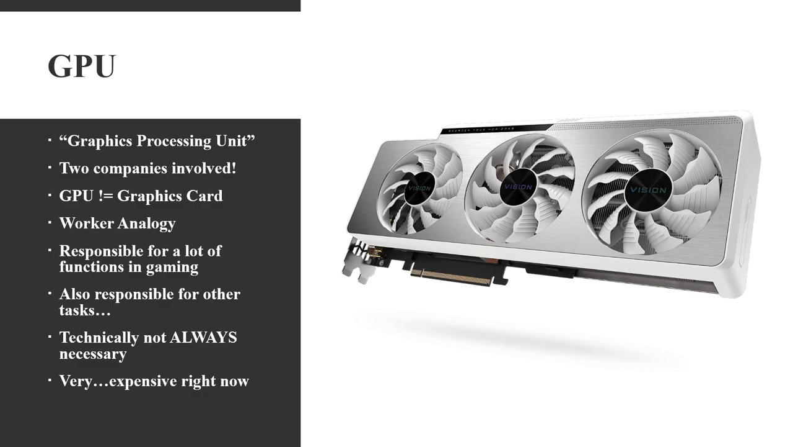The graphics card encompasses everything, including the cooler and the entire PCB, which is the type of plastic that the board is made on. So it's basically the motherboard for the GPU. And I want to go back to a worker analogy from the CPU that I was talking about earlier. Your GPU, like I said, is the graphics processing unit. That sounds pretty similar to central processing unit. Is it a CPU? Not exactly.